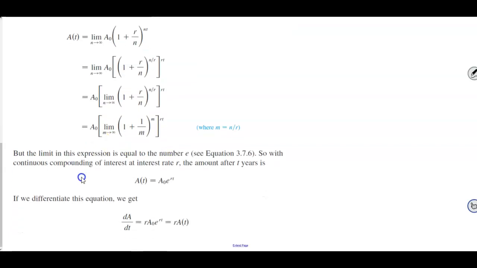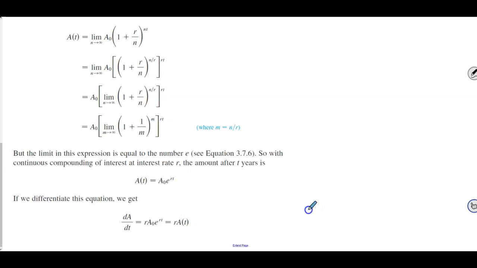But the limit in this expression is equal to the number e, as seen in equation 3.7.6. So with continuous compounding of interest at interest rate R, the amount after t years is A of t, which is equal to the initial amount times e to the rt. And if we differentiate this equation, we would get dA over dt, which is equal to r times the initial amount times e to the exponent of rt, which would be r times A of t.